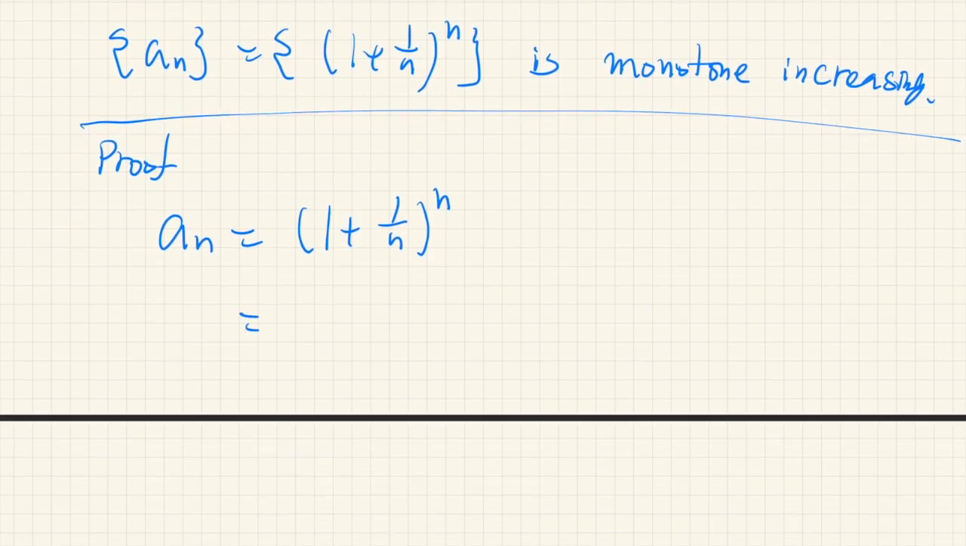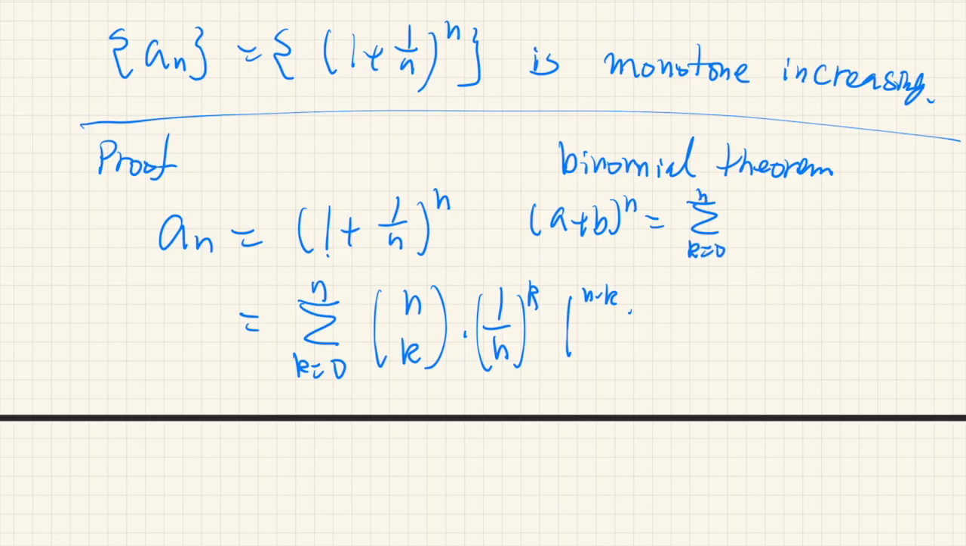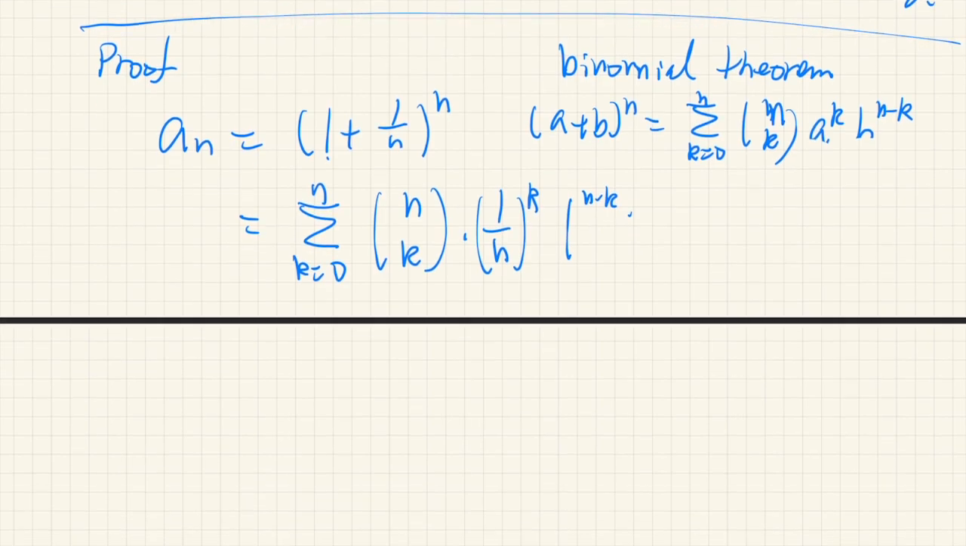Now we expand this by using the binomial theorem. So by using this, that will be n choose k, 1 over n to the power of k, and 1 to the power of n minus k. In case you forgot the binomial theorem, it is this: (a plus b) to the power of n is the sum of n choose k, a to the power of k, b to the power of n minus k. In this case, a is 1 over n, and b is 1. So this is just 1.